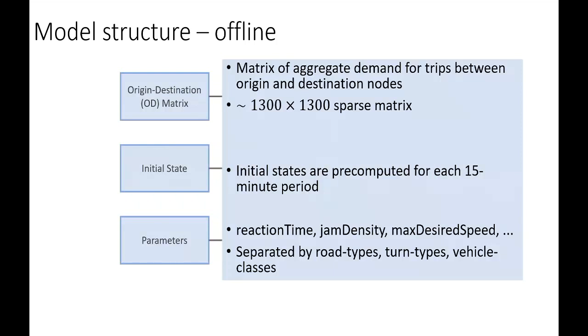Things like jam density: how packed am I happy to be before I can't be any more packed when I'm driving down a road? How fast do I want to drive? All other things that would govern your driver behaviour is what we're mostly looking at for the parameters. We separate these into different groups by road type, turn class, vehicle class, as well as having a global version that would modulate all of those parameters.